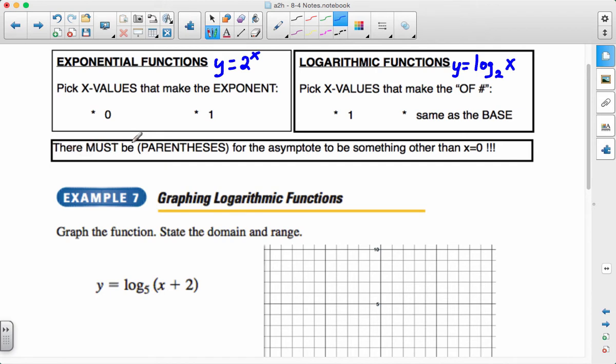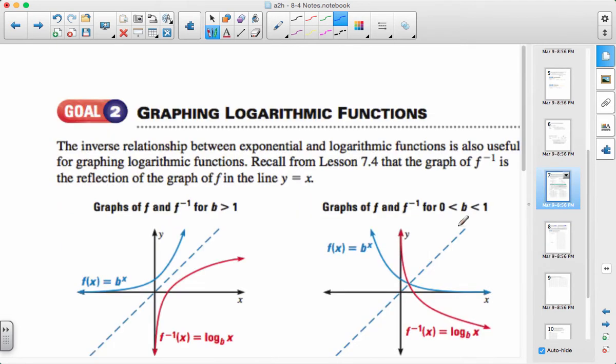Also we're going to see that there needs to be parentheses for the asymptote to shift to anything other than the y-axis. Without any shifting, your asymptote is the y-axis, and we only shift left and right from there if there are parentheses, like in this problem. So let's go back and redo the parent graph here.